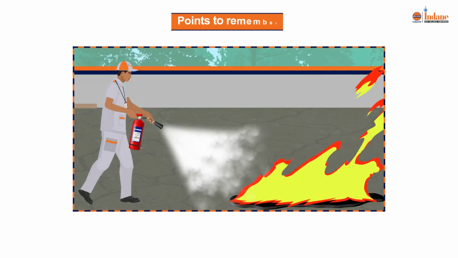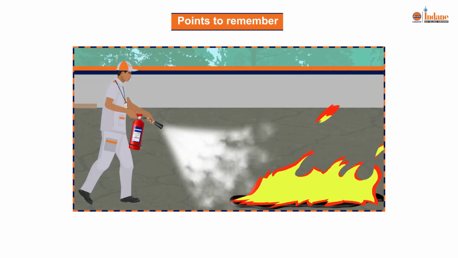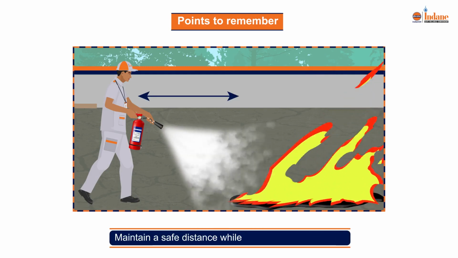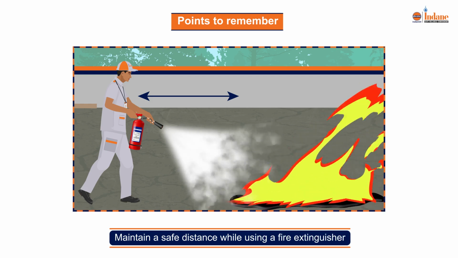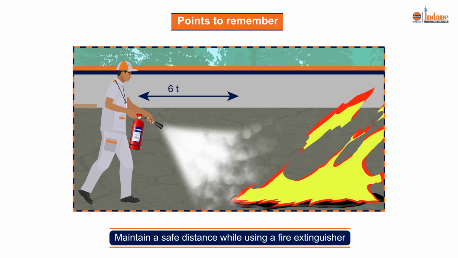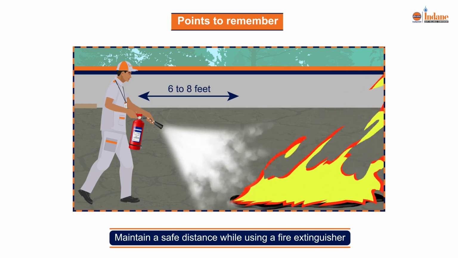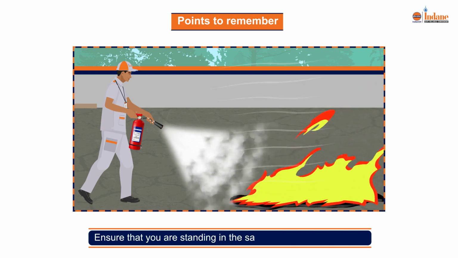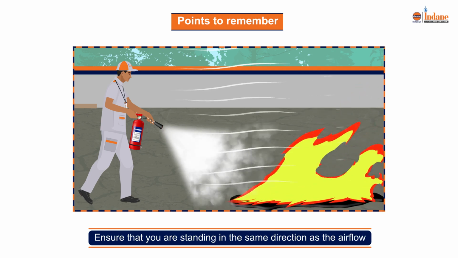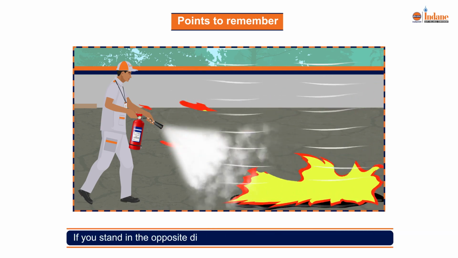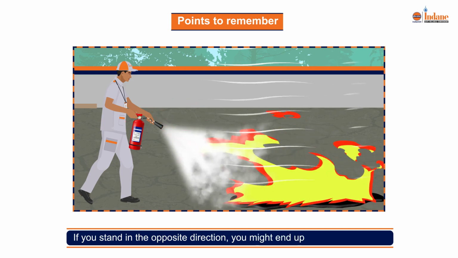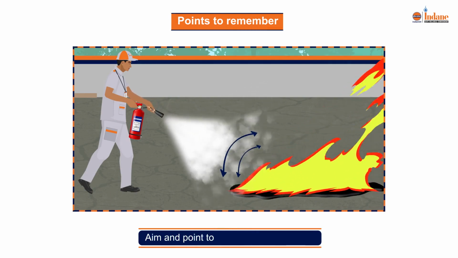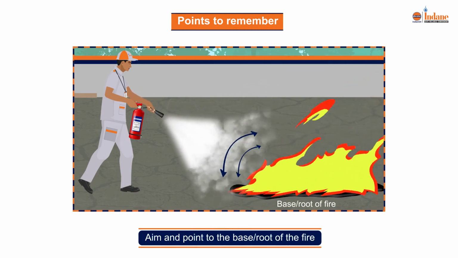So, the 3 important points one should keep in mind are: maintain a safe distance while using a fire extinguisher. Maintain approximately 6 to 8 feet distance from fire. Ensure that you are standing in the same direction as the airflow. If you stand in the opposite direction, you might end up as the victim of fire. Aim and point to the base or root of the fire.